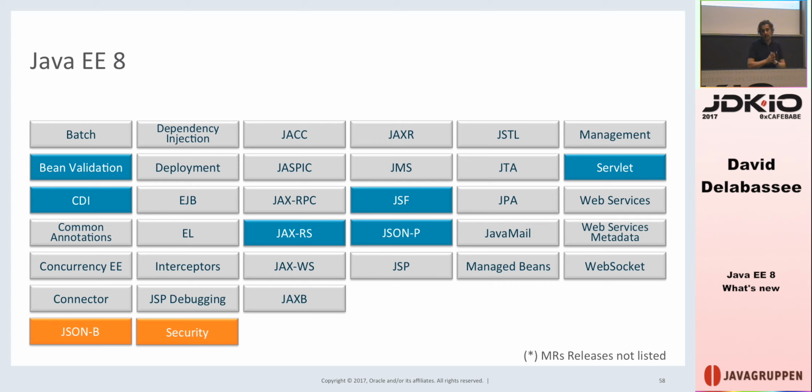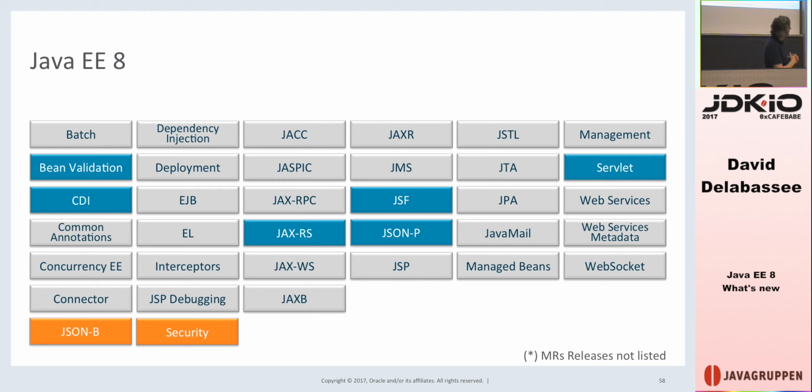Java EE 8 is really about simplification of the platform, and we're also adding a bit of modernization. For example, we are adding a JSON Binding API. We're adding support for new standards in the JSON space. We're adding support for HTTP2, and so on and so on.